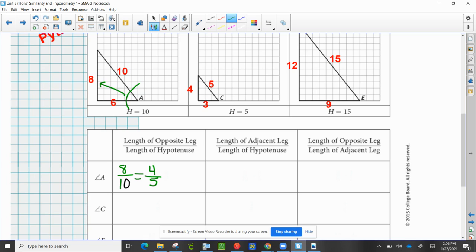Okay. The next box wants us to find the length of the adjacent. Remember, adjacent means the line next to that angle. So the adjacent leg over the hypotenuse. So the adjacent leg for angle A is 6 over my hypotenuse, which is 10. So reducing 6 over 10, that would be 3/5. Okay. Lastly, we're going to take the length of the opposite leg, which we said was 8 already, over the adjacent leg, which is 6. Reducing that fraction, 8 over 6 would be 4/3.